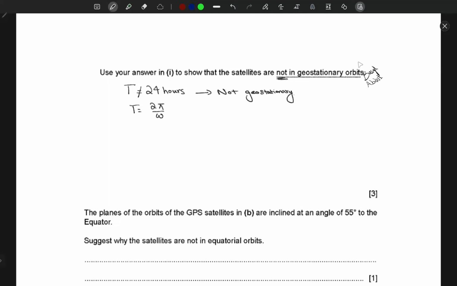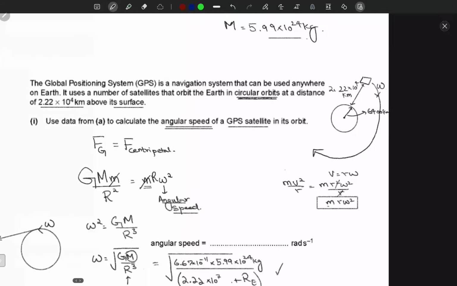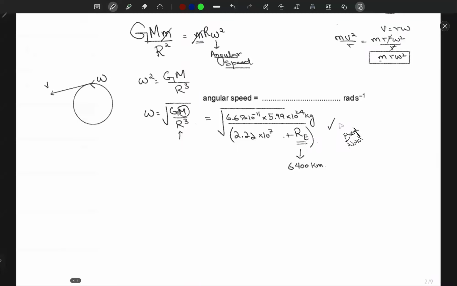Sir, do we have to find T? Oh, we have to find T, right? So from the previous part we found the value of omega, which I did not put in a calculator, but let me quickly check what you get so I can also use it in the time period. Okay, give me a second. Okay, so it's about 1.3 times 10 to the power minus 4 radians per second, right? So this is the value for the angular speed omega.